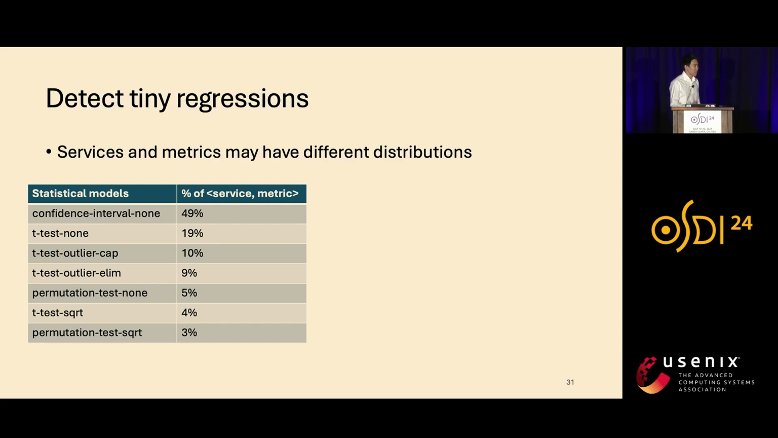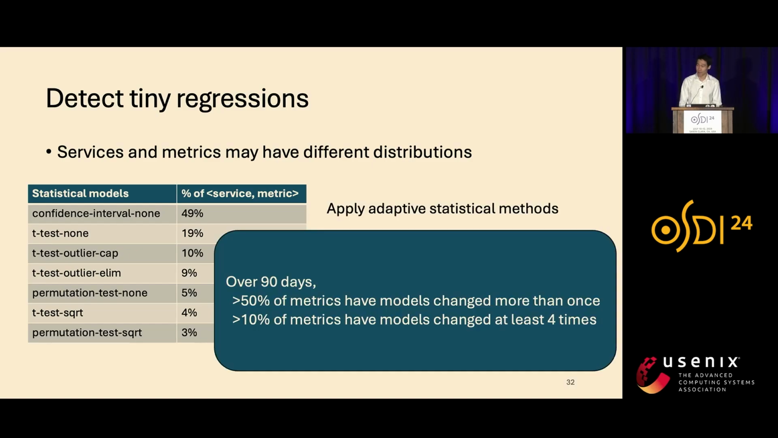Additionally, since again we're in kind of a fast-changing environment where the code of the services may change and the behavior of these services may change, we've had to apply an adapted method to continually pick which statistical method works best over these metrics. And so what we do is we look over a historical period and pick the best statistical test for a service or metric. And to give you a sense of how often that changes, over a 90-day period, more than half of these metrics require changing which model we use. And more than 10% of these metrics, we've had to change the model at least 4 times.